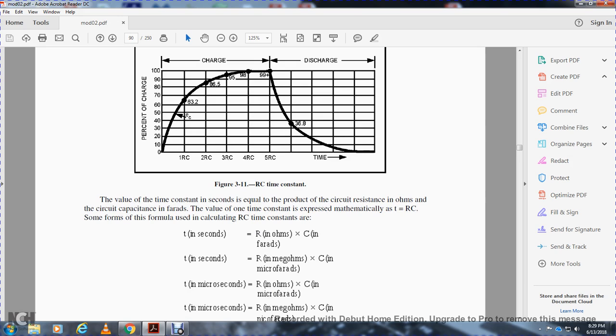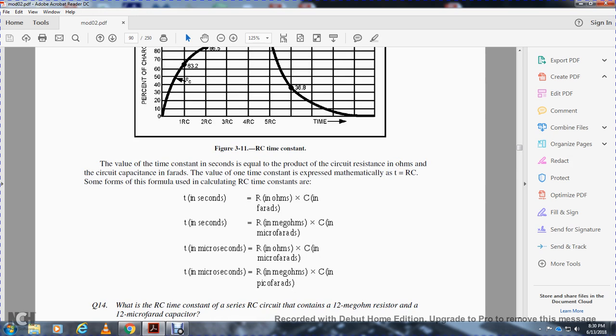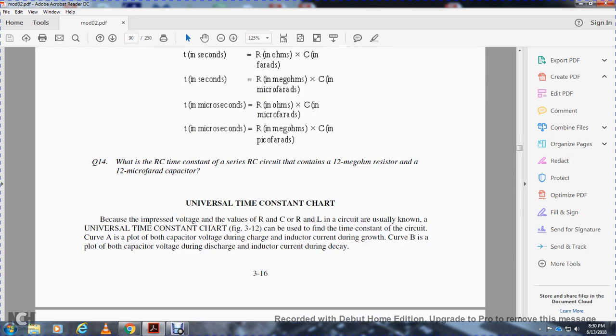The value of the time constant in seconds equals the product of the circuit resistance in ohms and the circuit capacitance in farads. The value of one time constant is roughly the time in seconds equal to resistance in ohms times capacitance in farads. The formula for calculating the resistor-capacitor time constant, RC, is time in seconds equals ohms times farads, or time in seconds equals megaohms times microfarads, or time in microseconds equals ohms times microfarads.